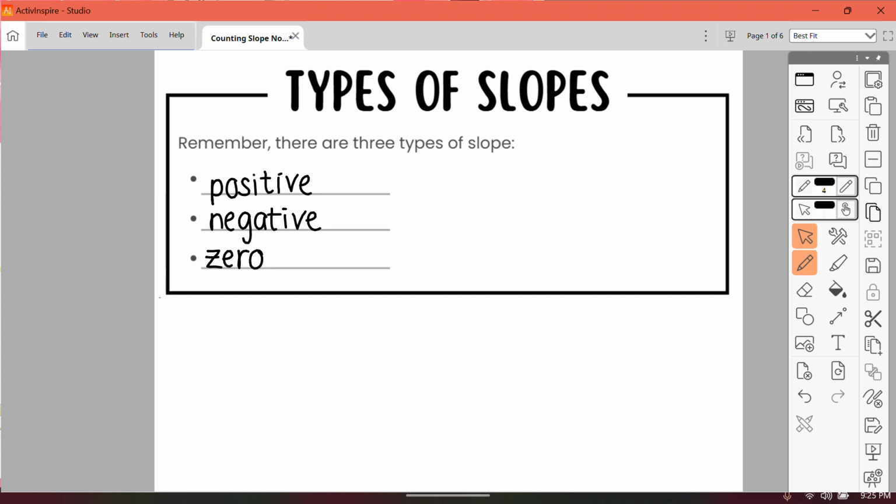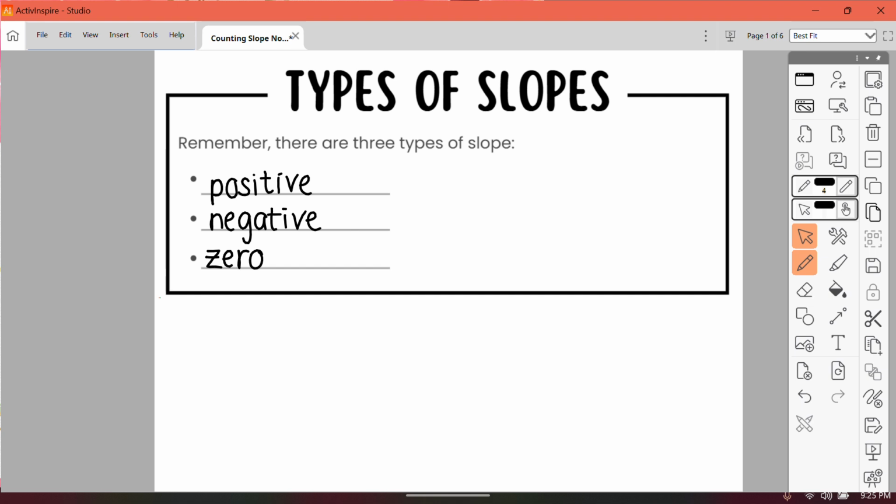If you're thinking, Miss Benson, there's another kind of slope that you've forgotten, I didn't forget it. These are just the three that we focus on in Virginia in 8th grade. If your teacher showed you a fourth kind of slope, that's awesome. I'm not going to get into it today though.